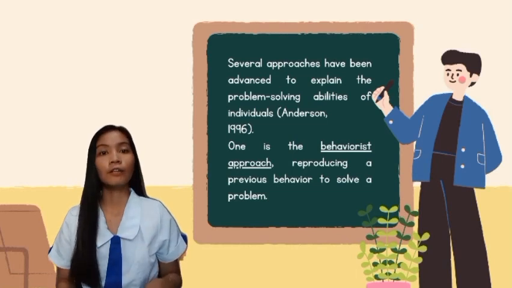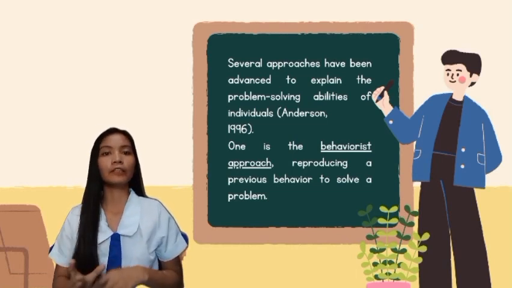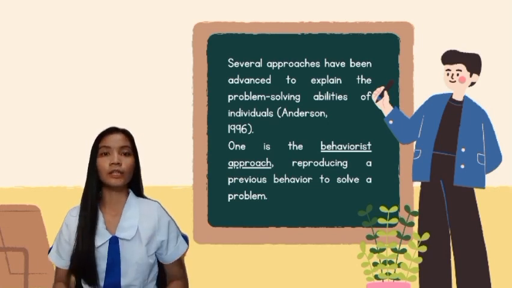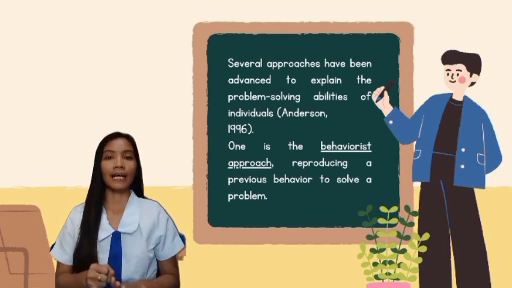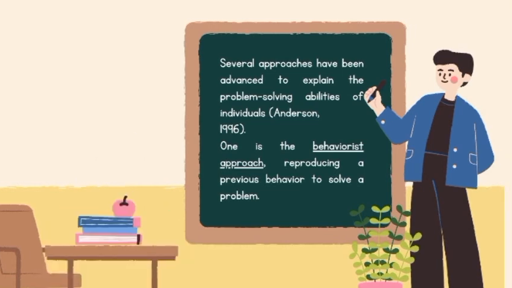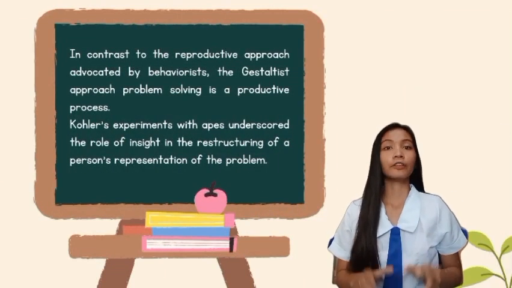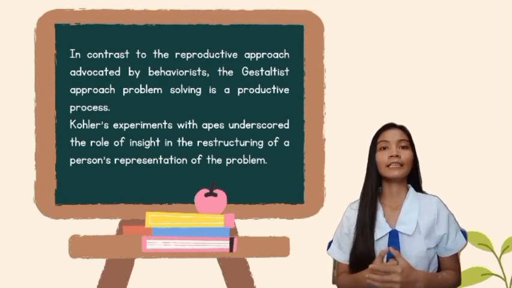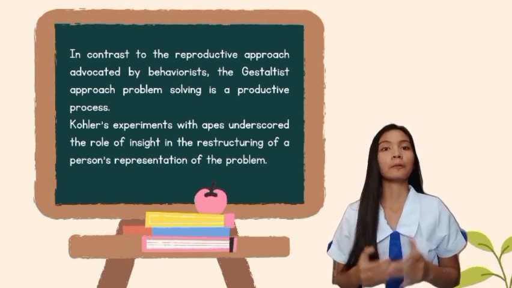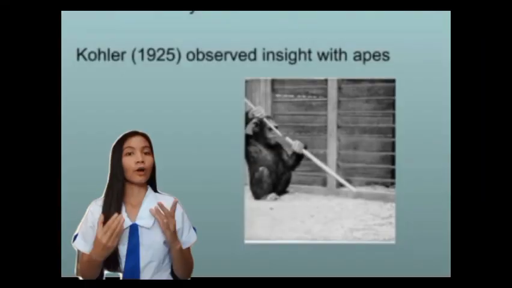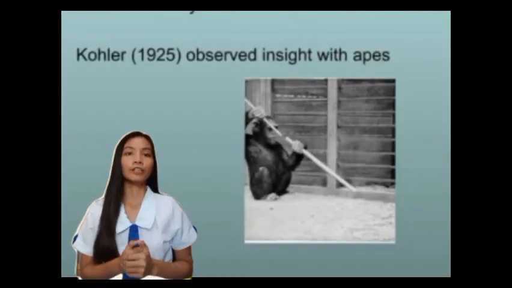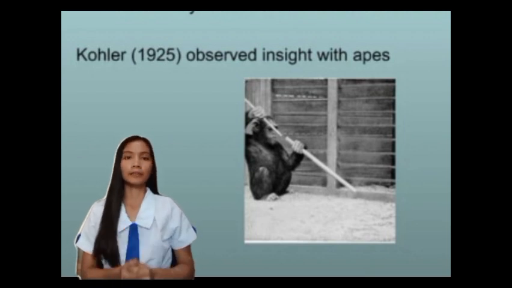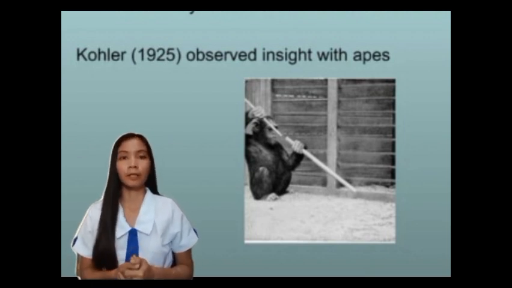in the past. So, for example, to prepare the garden before planting, pig matok is traditionally used because the crop science teacher told it so. In contrast to the reproductive approach advocated by behaviorists, the Gestaltist approach problem solving is a productive process. Kohler's experiments with apes underscore the role of insight in reconstructing of a person's representation of the problem.